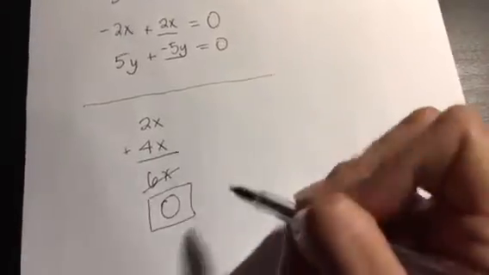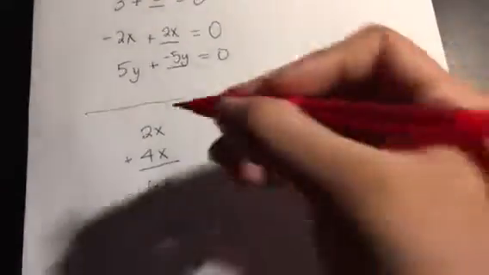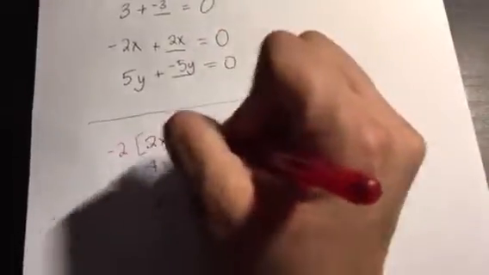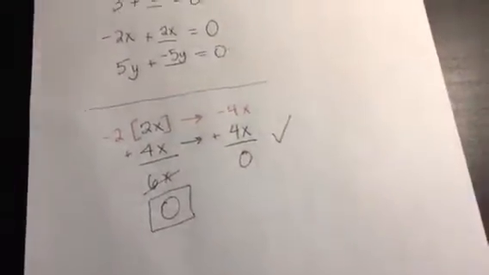This is my goal. So I want to go ahead and multiply one of these by a number. I think a good number to multiply this by would be -2. If I multiply this by -2, what is that going to give me? -4x. And this one down here is 4x. Now what happens when I add these together? What am I going to get? 0. And that's exactly what I want.